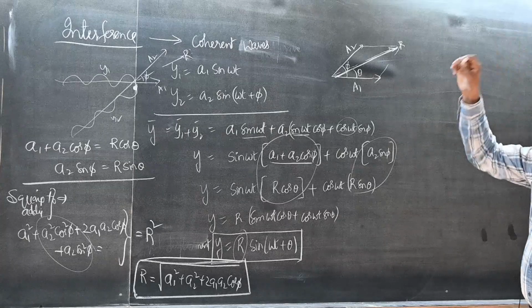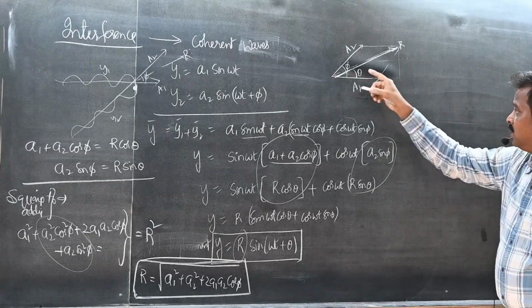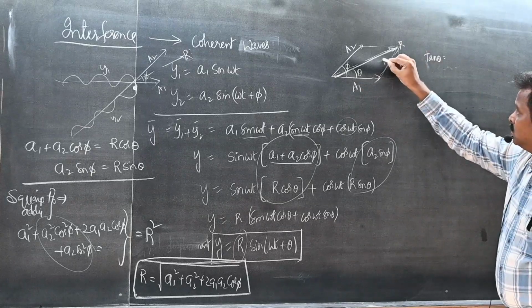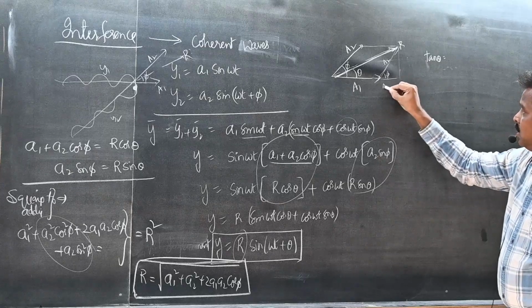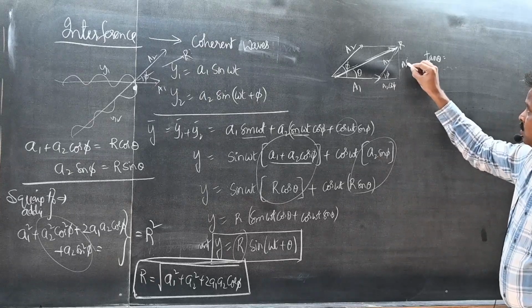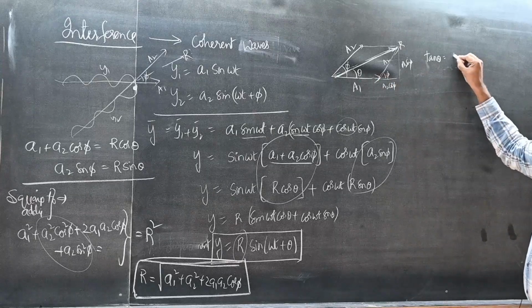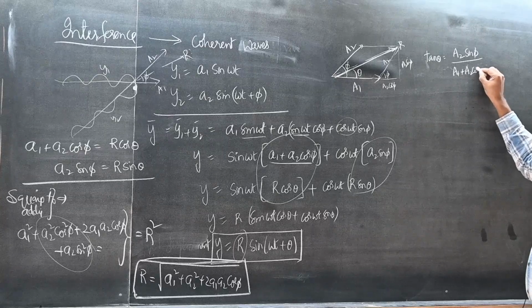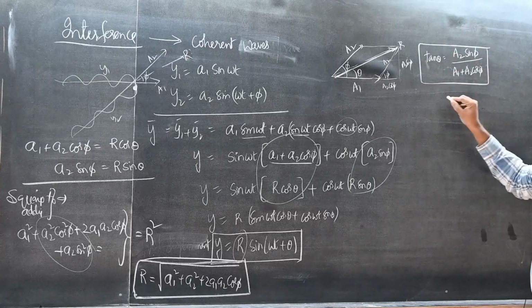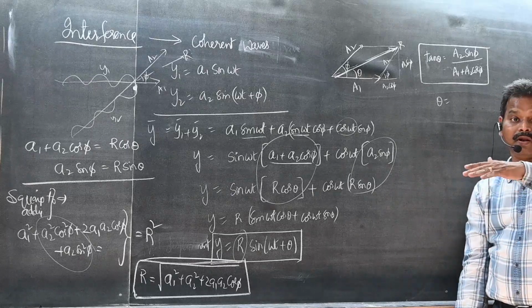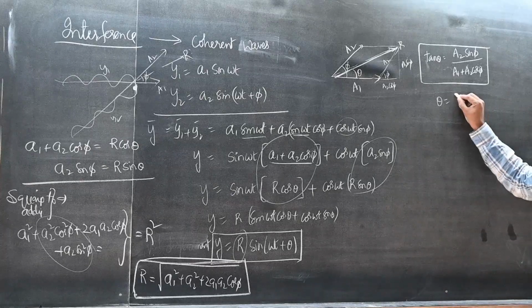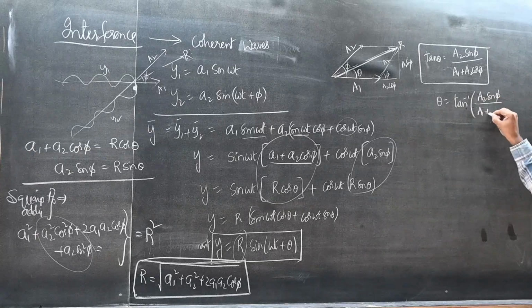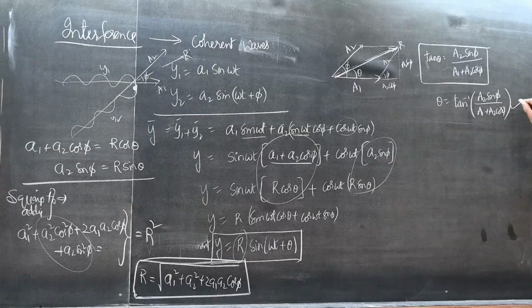Motion in a plane. If you extend this one and this one, tan theta is this by this. Tan theta is equal to, this is A2, this is phi. This is A2 cos phi, this is A2. So what is tan theta? Opposite side: A2 sin phi by A1 plus A2 cos phi. So theta is the angle made by the resultant with the horizontal amplitude, which is equal to tan inverse of A2 sin phi by A1 plus A2 cos phi.